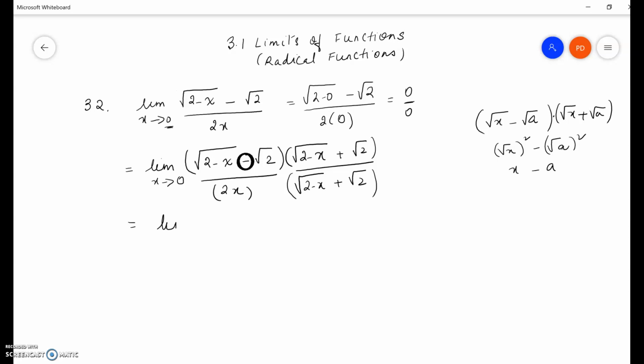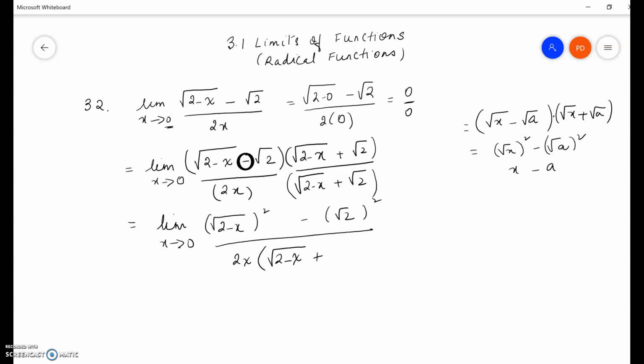So that is equal to the limit as x approaches 0. Notice that radical x minus radical a times radical x plus radical a is equal to radical x the whole squared minus radical a the whole squared. So it's the square of the first minus the square of the second. The first expression is radical 2 minus x. The second is radical 2. The denominator we're going to leave alone. We are hoping that the x will get cancelled because that is what is causing the 0 in the numerator and possibly the 0 in the denominator. We know it's causing the 0 in the denominator, so let's see if we can somehow cancel that off.